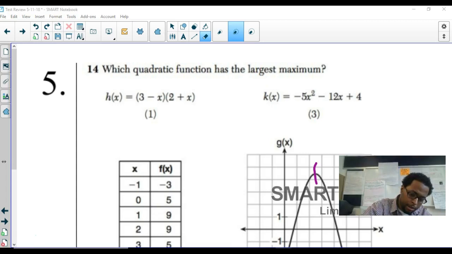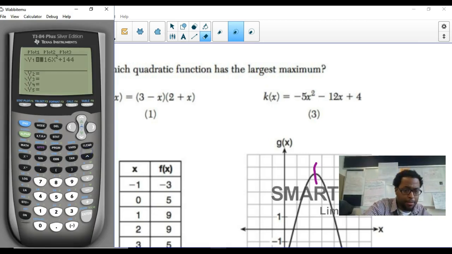Again, we're going to use our calculator. Again, guys, tomorrow's exam, please have a calculator. Okay, we're going to do parentheses, 3 minus x, minus x, close parentheses, parentheses again, 2 plus x. And we're going to press graph.